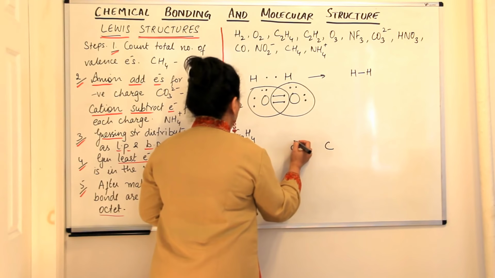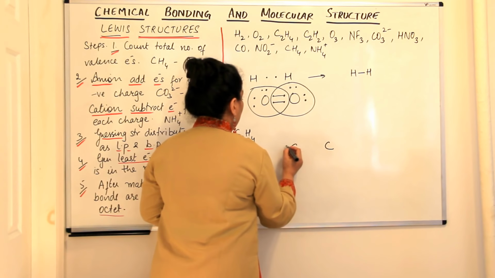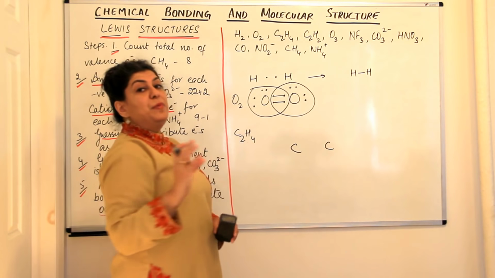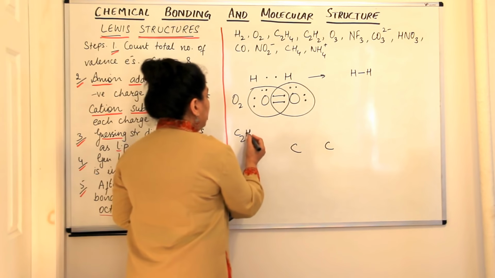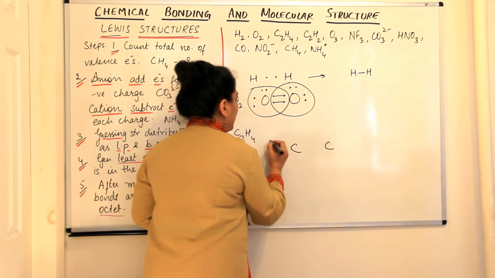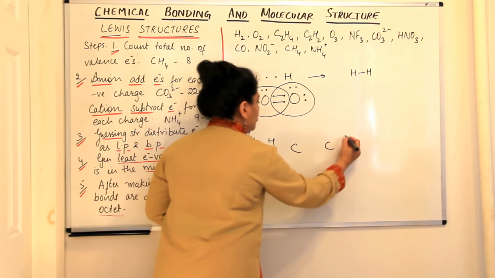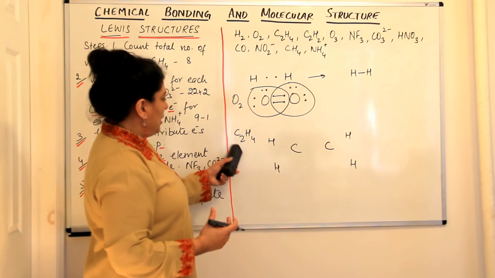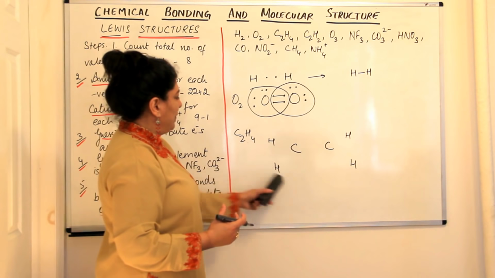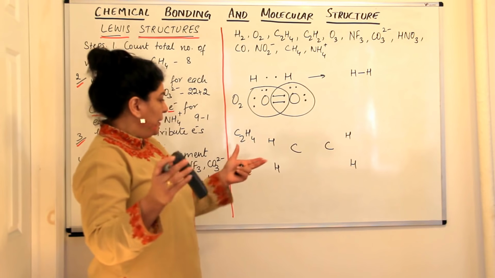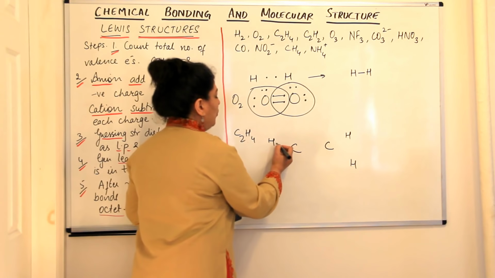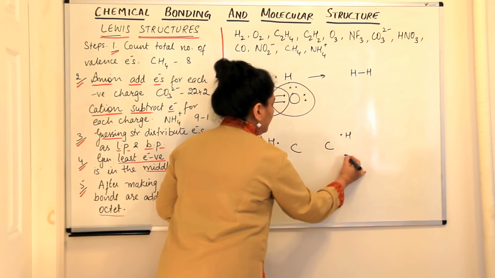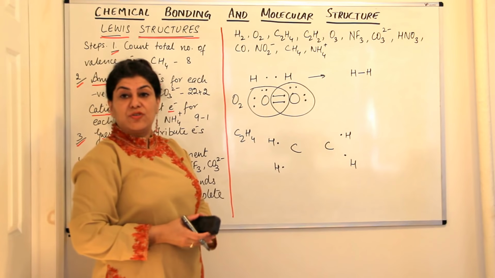If each has four, carbon should form four bonds, right? It can, and we have four hydrogens. So we give two hydrogens to this carbon and two hydrogens to this carbon, okay? It's just, again, guessing. We are guessing that there are two carbons and four hydrogens. So one carbon should have two hydrogens, one carbon should have two hydrogens, right? Now, every hydrogen has one electron and every carbon has four electrons.